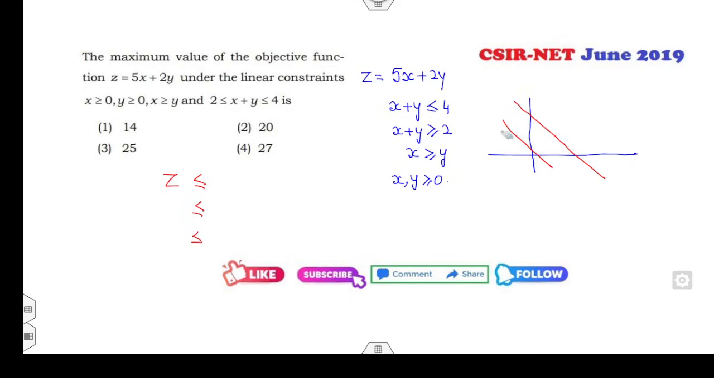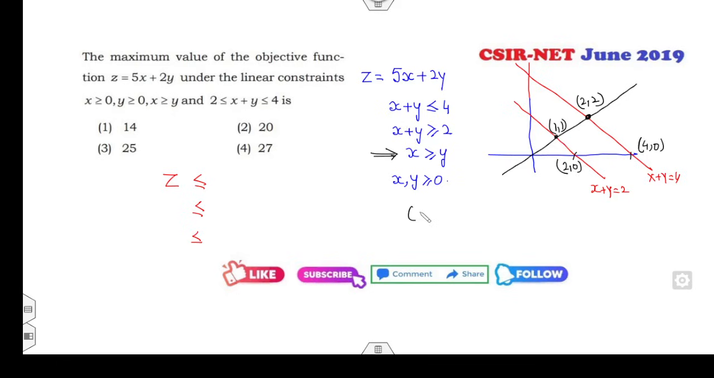The graph came out wrong. Say this is my 2. Let's make it a bit bigger. This is my 4. This is x plus y is equal to 2. x plus y is equal to 4. And x is greater than y. Fine. So this point is 2 comma 2. This point is my 1 comma 1. Fine. This point is my 2 comma 0. This point is my 4 comma 0. And x is greater than y, so that means you can see 2 comma 0 is satisfied. Your feasible region is this one.